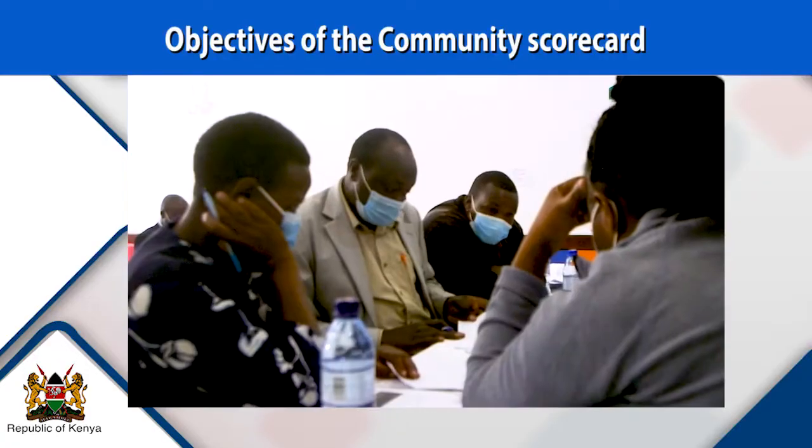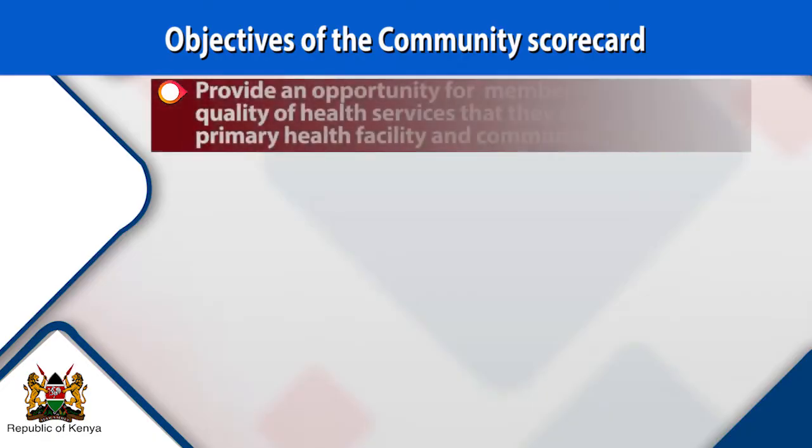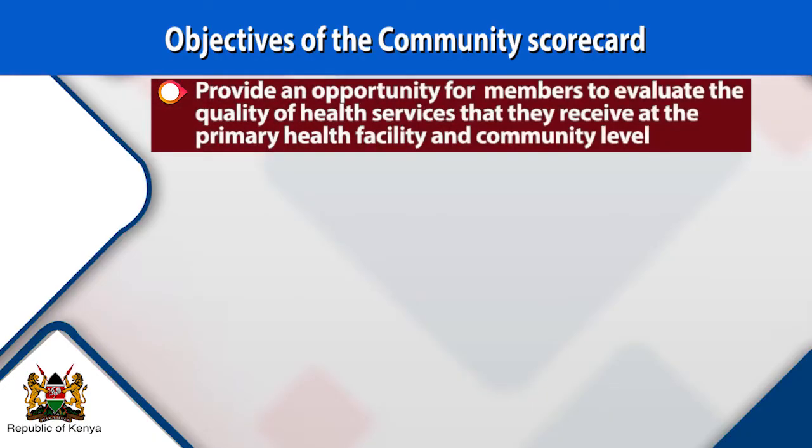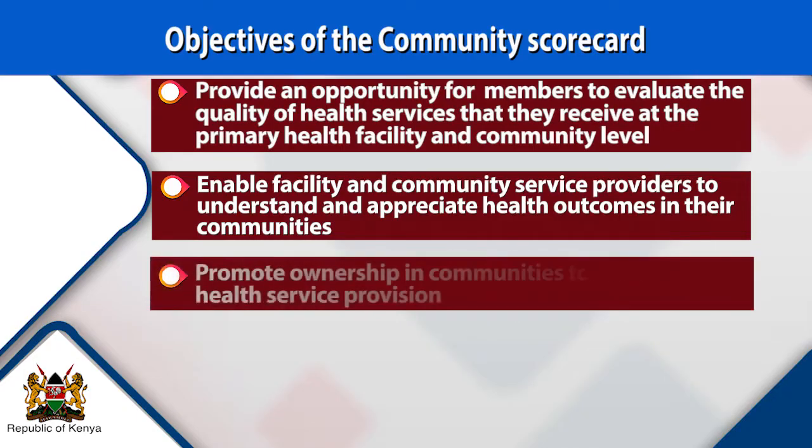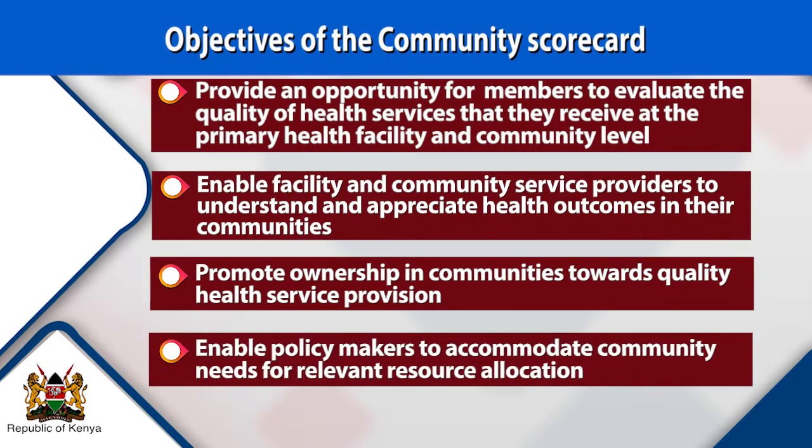Objectives of the community scorecard. 1. Provide an opportunity for community members to evaluate the quality of health services that they receive at the primary health facility and community level. 2. Enable facility and community service providers to understand and appreciate health outcomes in their communities. 3. Promote ownership in communities towards quality health service provision. 4. Enable policymakers to accommodate community needs for relevant resource allocation.